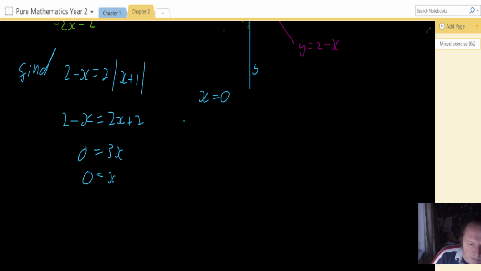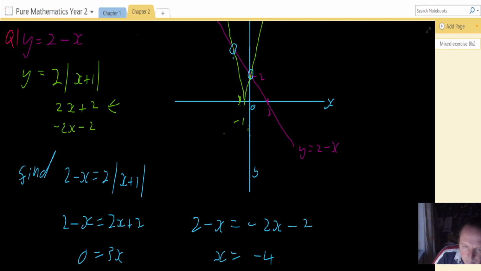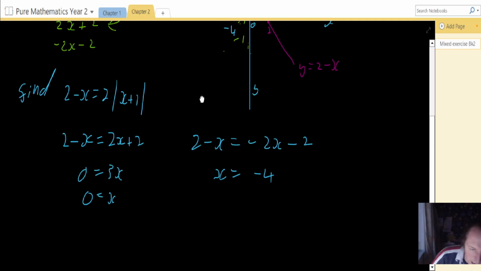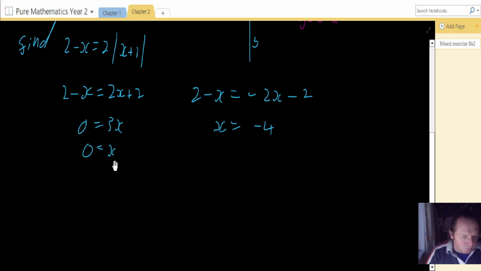Now the other option you have to consider is where's the second solution. So with that we're going to do 2 minus x is equal to minus 2x minus 2. As we bring that across we end up with x on this side and minus 4 on this side. So the point up here, that one must be minus 4. As to its y value, not quite sure, but I guess it's about 6. All right, so x equals 0, x equals minus 4. Done.